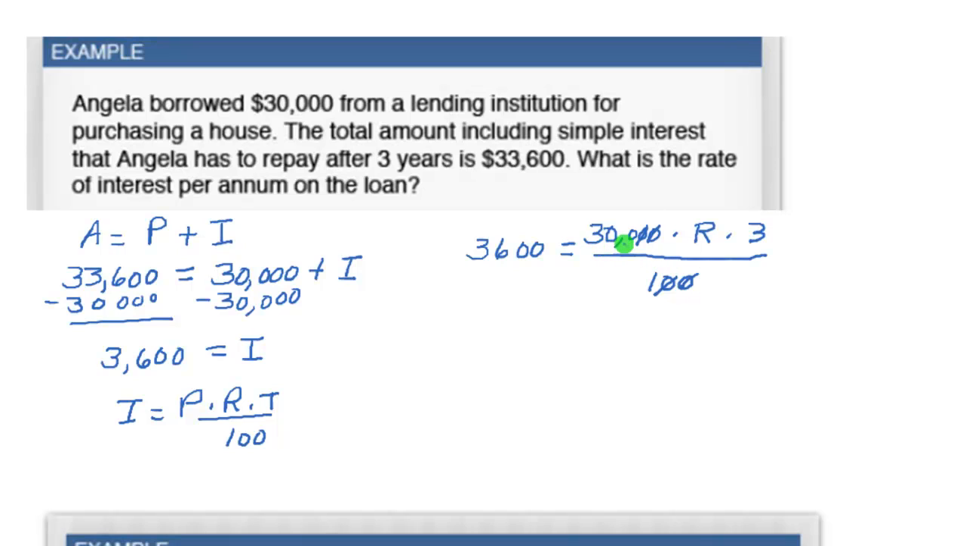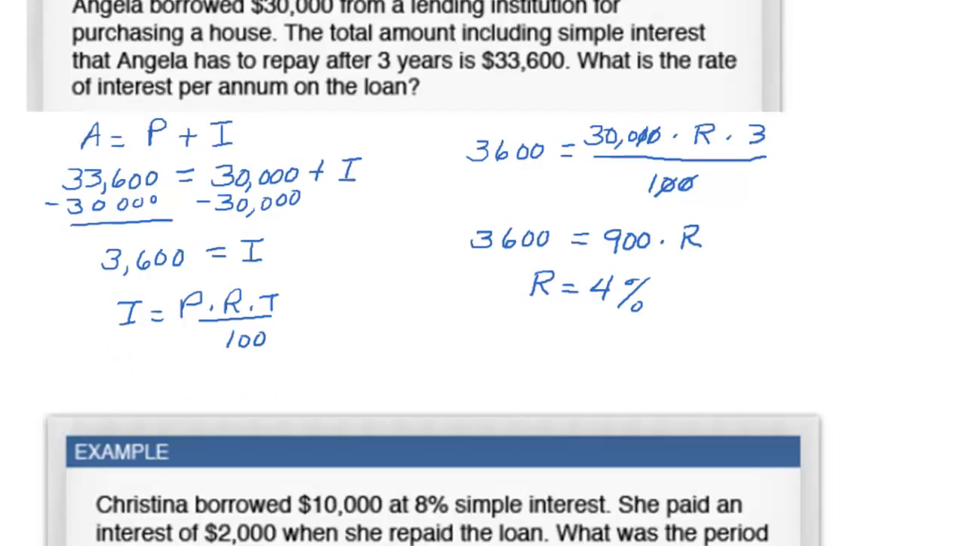So I have 300 times 3 times R. So 300 times 3 is 900. So 900 times the rate has to equal 3,600. And so what number do you multiply times 900 to get 3,600? And if you said 4, you are right. So the rate is 4%. Okay, next.